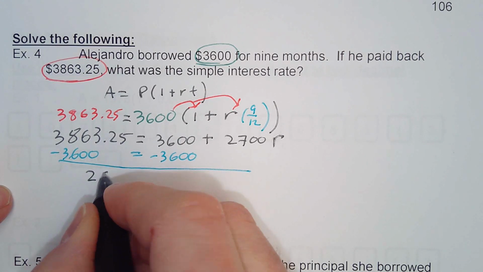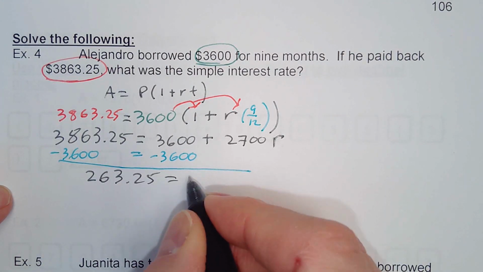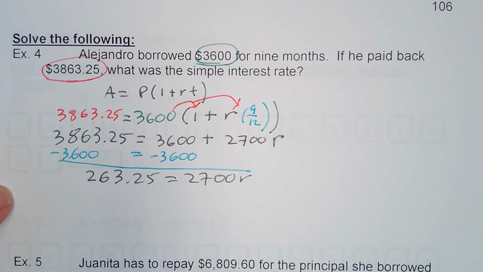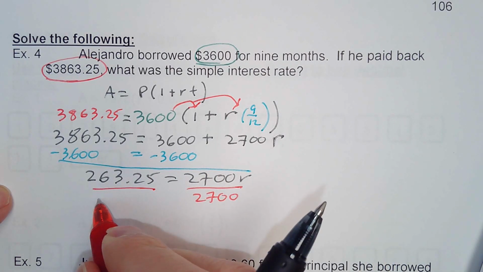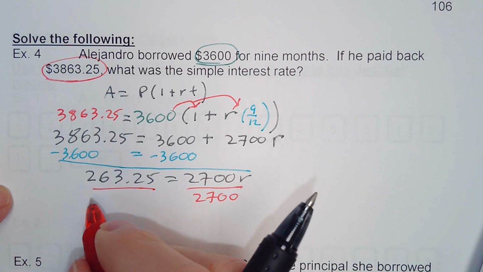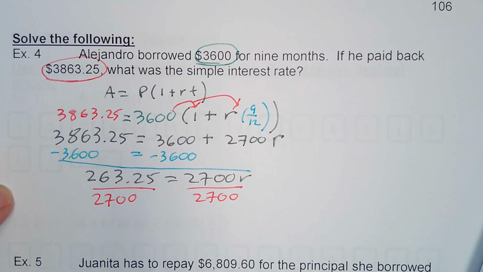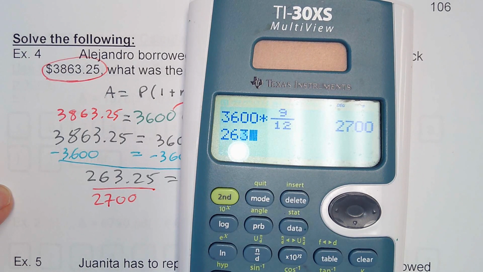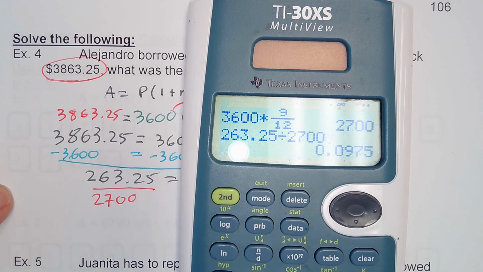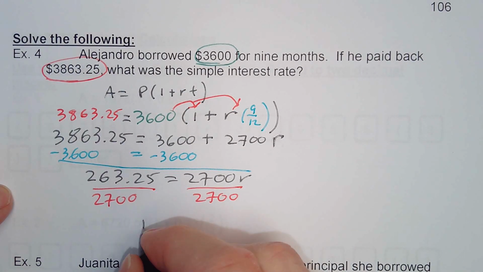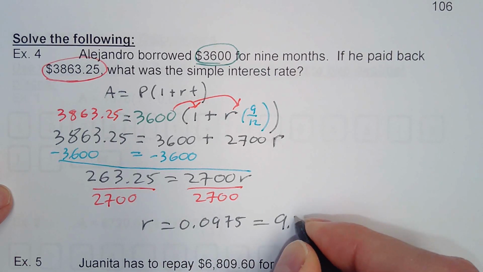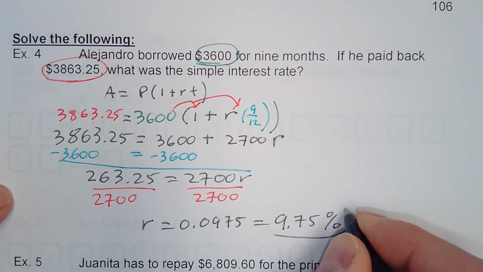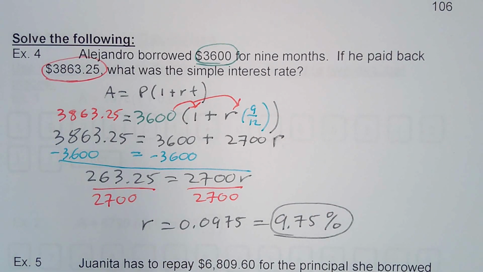That gives us $263.25 equals 2,700r. Let's divide both sides by 2,700r. Or sorry, try that again. We're going to divide both sides by 2,700. So that gives us 0.0975, which would be 9.75%. So that would be the simple interest rate.